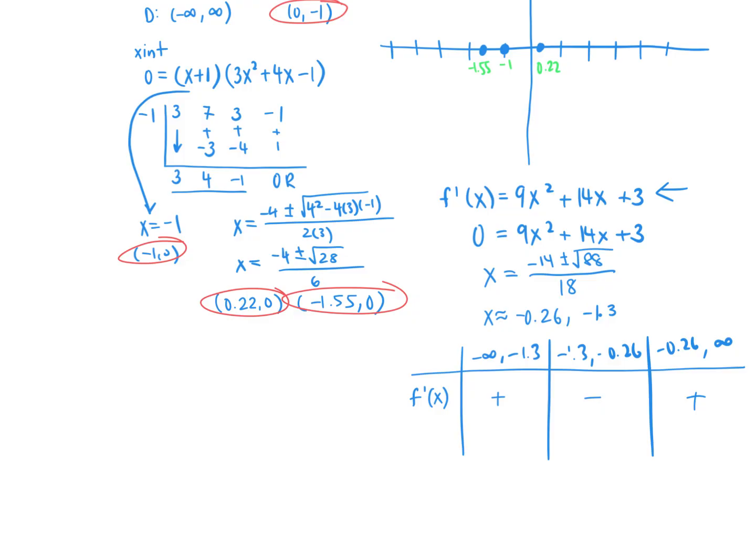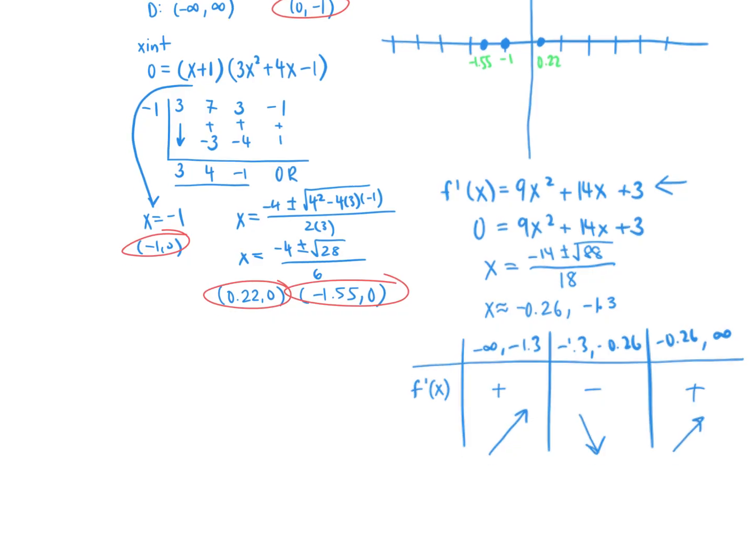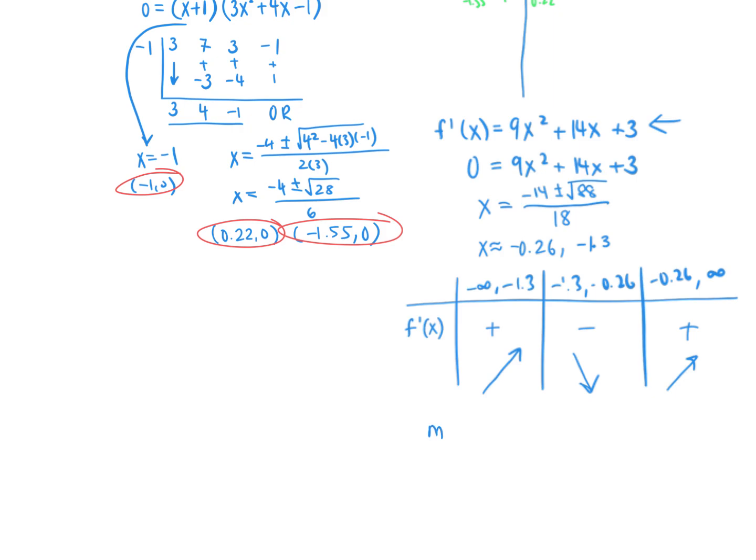So that means our function will begin increasing, which is kind of what we were expecting because we're starting from quadrant 3 and heading upwards. Then we're going to decrease, and then we're going to increase again, which means that we have a maximum at -1.3, which I'll sub into the original function to get the full coordinate in a minute, and we have a minimum at -0.26, and I'll sub that in as well to get the coordinate itself.